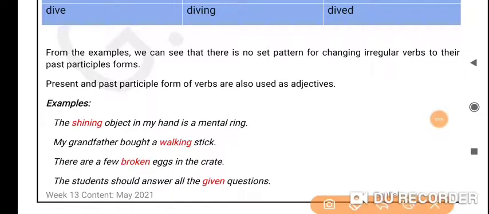For example, the shining object in my hand is a metal ring. My grandfather bought a walking stick. There are a few broken eggs in the cart. The students should answer all the given questions. If you notice, in all the four sentences, the verbs are actually used as adjectives to describe nouns: object, stick, eggs, questions. So we can use present and past participles of verbs as adjectives in a sentence.